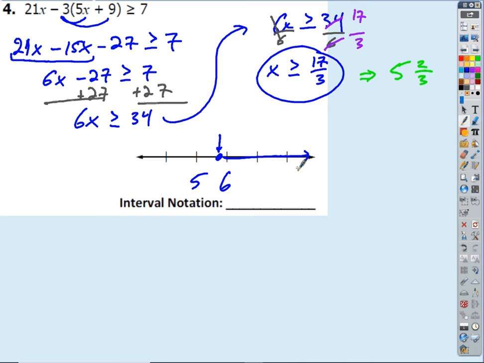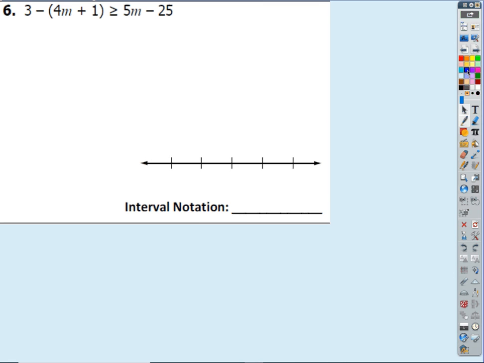Okay, how would I write that using inequality notation? 5 2/3. Okay, but I'm going to leave it as fractions. So 17/3, comma, infinity. That's it. Questions on that? Yes, exactly. The ones that are closed are brackets, and open are rounded parentheses. Good. Okay, let's try one more like this.